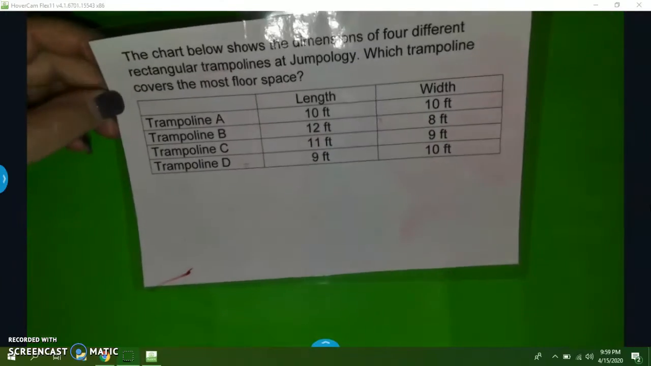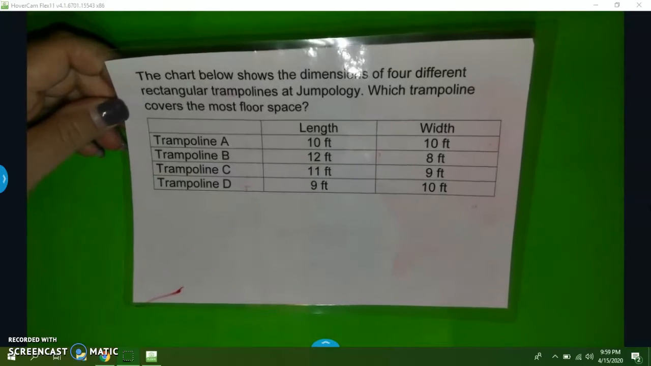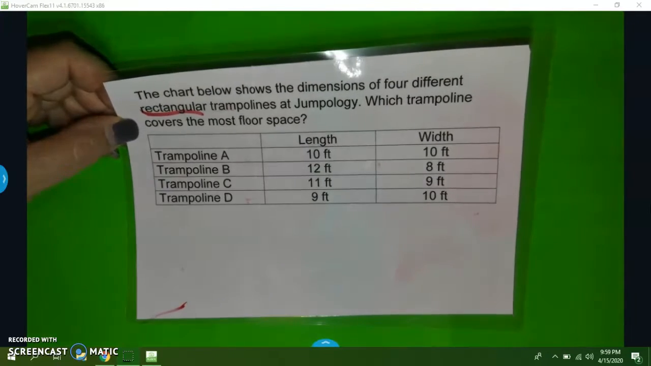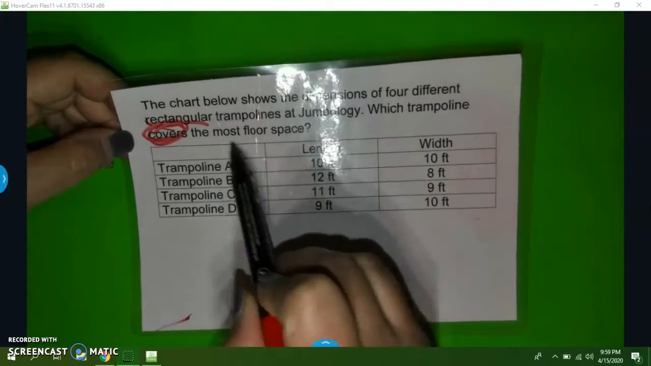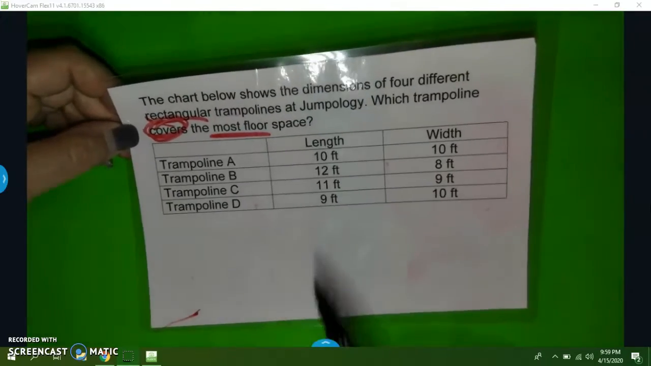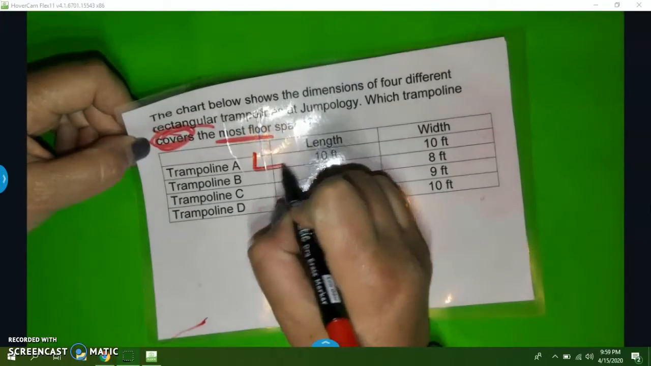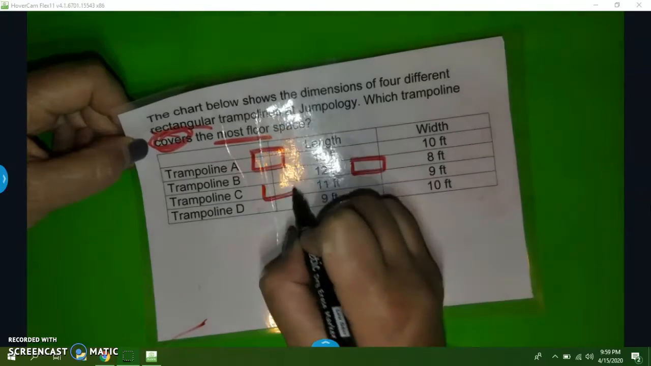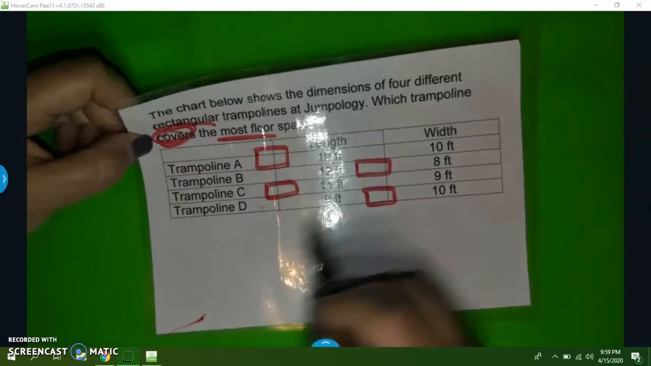Alright, next up, we have a chart here. Charts are a great start to our planning. The chart shows the dimensions of 4 different rectangular trampolines at Jumpology. Which trampoline covers the most floor space? So all of these are rectangles, so I could draw them out. Trampoline A, B, C, and D. And then I could label them with the length and width that they've given us.